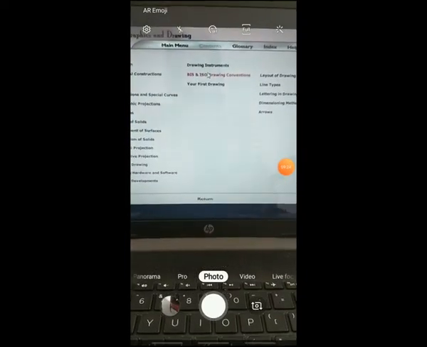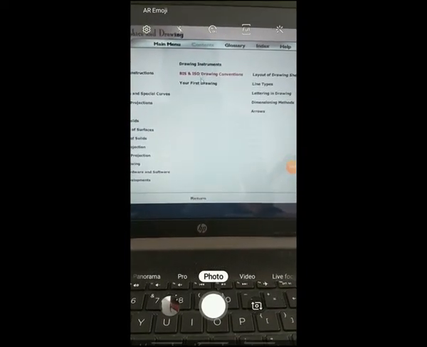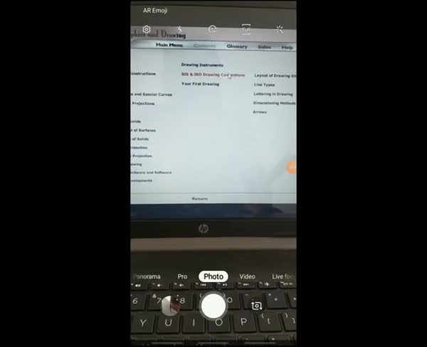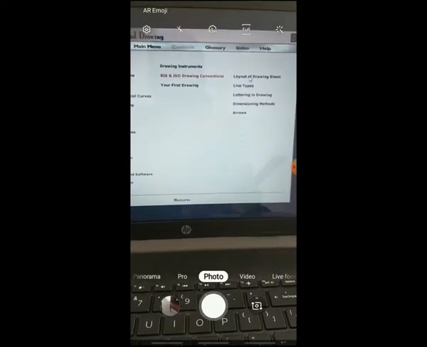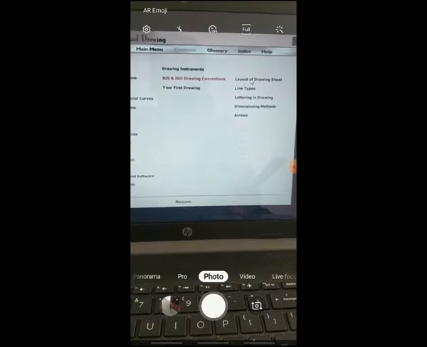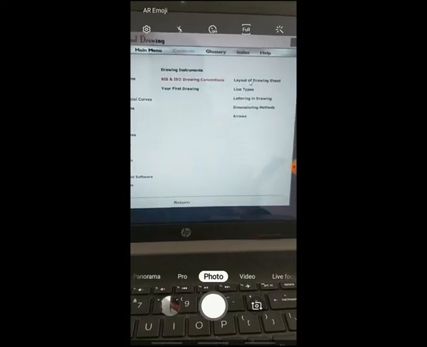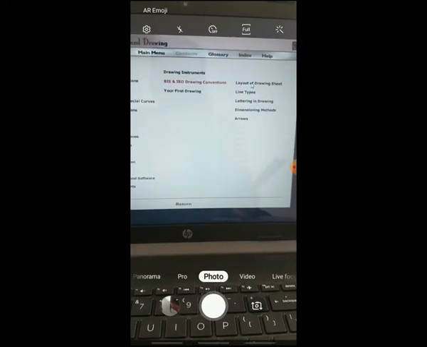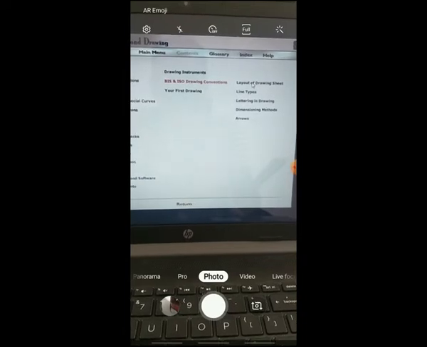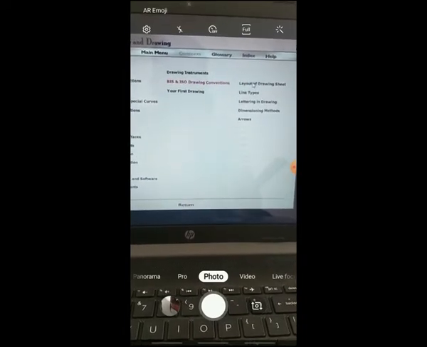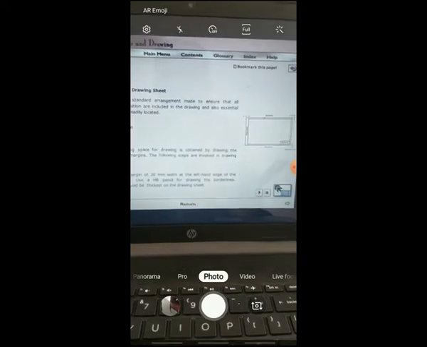Now next one, BIS ISO drawing conventions. In this, we will cover layout of drawing sheet, line types, lettering in drawing, dimension methods and arrows. So first we will discuss layout of drawing sheet.